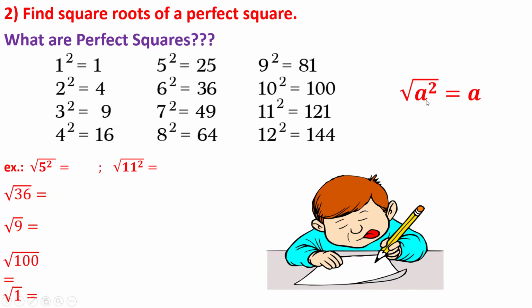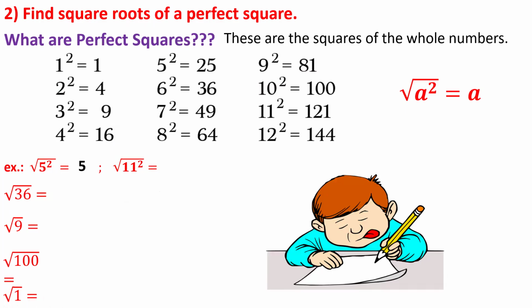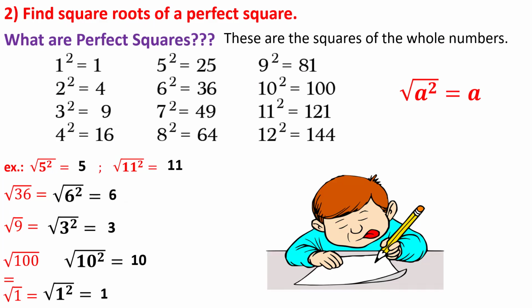When I have a perfect square inside the radical, suppose radical a squared, directly I say the square cancels the radical and it is a. For example, radical 5 squared is 5, radical 11 squared is 11, radical 36, the 36 can be written as a perfect square. It is radical 6 squared, which is 6. Radical 9 is written as radical 3 squared and the answer is 3. Radical 100 is written as radical 10 squared and the answer is 10. Radical 1 is radical 1 squared and it is 1.